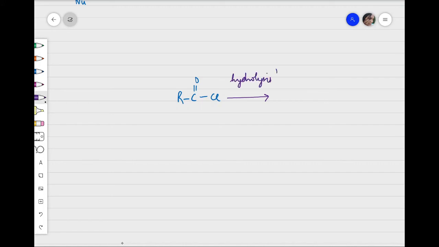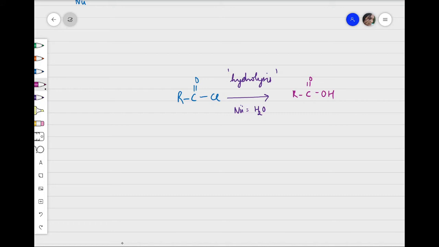Okay, now hydrolysis means the nucleophile is H2O. In this case I'm just going to write the product. The same mechanism applies, and what we get as a product is a carboxylic acid. Now this can be catalyzed in the presence of an acid or a base. It happens in both ways.